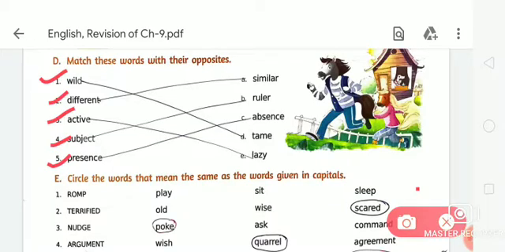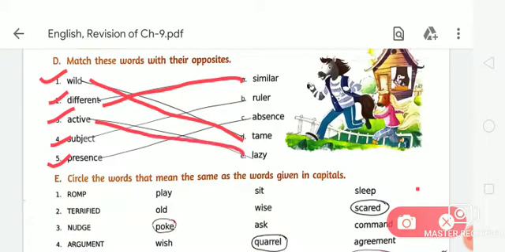Okay, so first is wild. We will choose the correct opposite of wild, that will be tame. So we will match number 1 with D, that is tame. Now the second word is different, so the opposite of different is similar. So we will match with A. Third word is active, and what is the opposite of active? It will be lazy. So we will match with E.